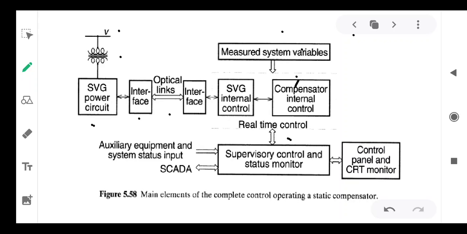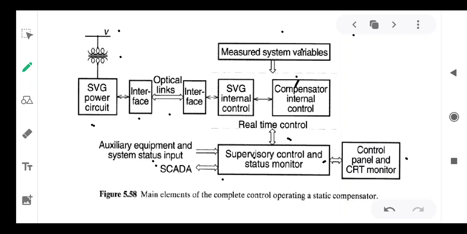Supervisory control and data acquisition system, SCADA, is used to get the signals and store the data as well as provide the control online. So that is the real-time control. These are the auxiliary equipment, and the system status input is taken to the SCADA, and this is the control panel and CRT monitor, which is obtained from the SCADA, supervisory control and data acquisition system.